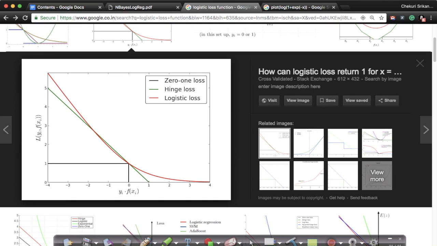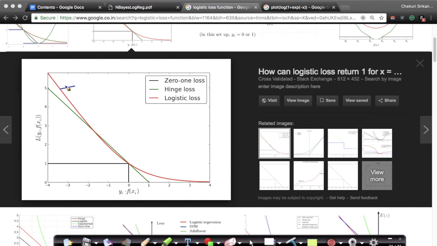Right? So logistic regression. So this is your logistic loss. This is your 0, 1 loss, which is almost the ideal case. But since we can't differentiate it, and since it's not continuous, we are looking at logistic loss. Logistic loss is a very interesting loss.